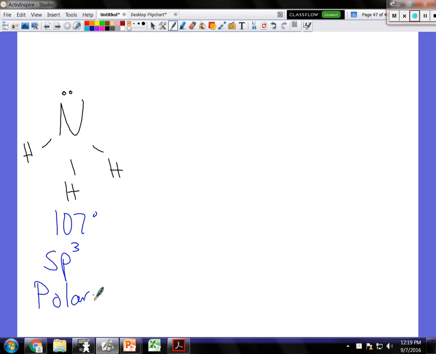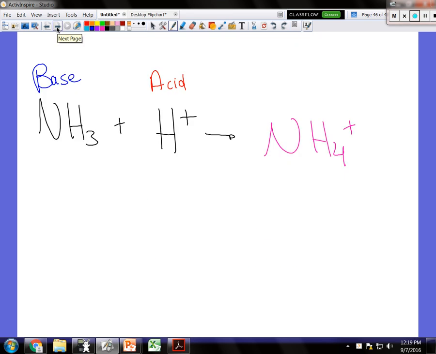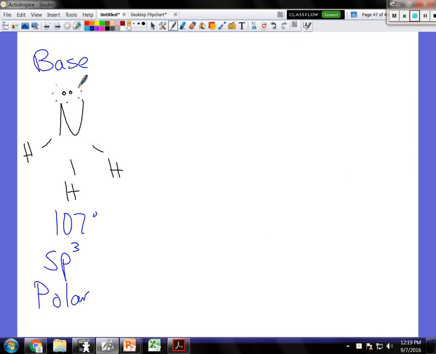Now, so here's the deal. You've already told me that this thing is a base. So let's get back to business. According to Lewis, bases are electron what? Donors. Electron pair donors. So let's come back and look at this thing. Does it have an electron pair to donate? It sure does. Now this is amazing. Let's continue to watch the magic happen.